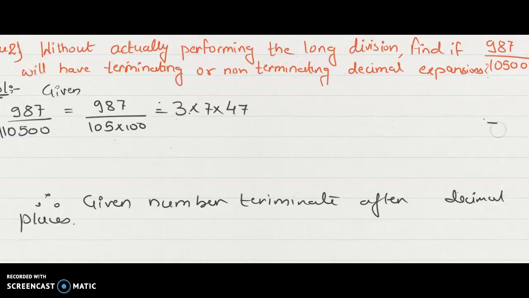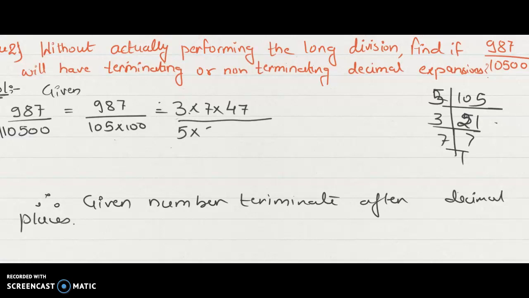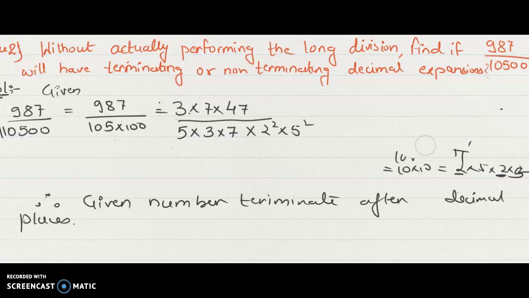Now we are going to find the factors of 105. So let's do it. 105, 5 twos are 10, 5 ones are 5, and 3 sevens are 21 and 7 ones are 7. So what are the factors we have? We have 5 into 3 into 7. And what are the factors of 100? As we know, 100 can be written as 10 into 10, and 10 can be written as 2 into 5, and again 2 into 5. So we can write it as 2 to the power of 2 and 5 to the power of 2.